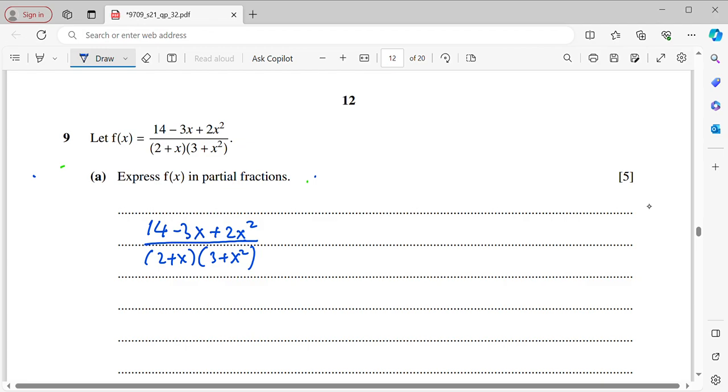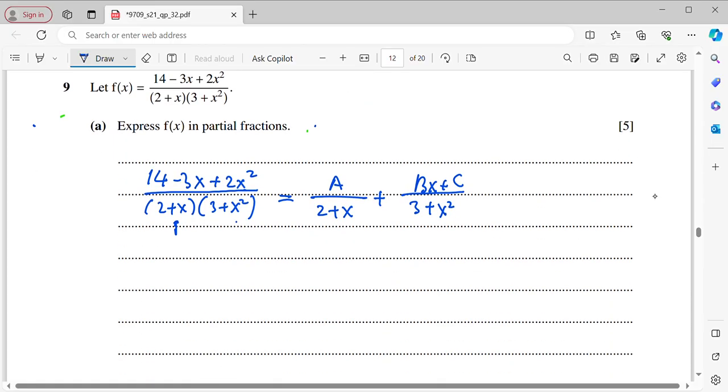Now the next step is to look at the factors in the denominator. The first one is a linear factor, 2 plus x, and the second one is a quadratic factor that we can't factorize, which is 3 plus x squared. Now your numerator is a constant for the first rational function, and the second one will be a linear function, which is bx plus c, because the degree of x in the numerator must always be 1 less than the degree of the denominator.